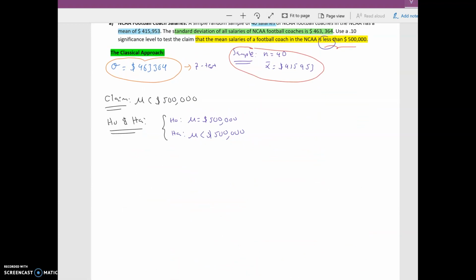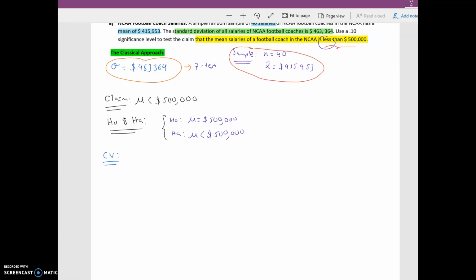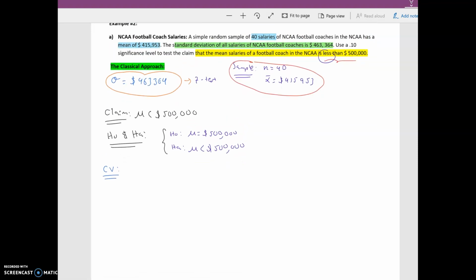So let's take a look now at the critical values. Remember that when you're looking at the critical values, you're looking at the population. I'm looking for the value of alpha. In this case, your value of alpha is equal to 0.10. That means that C is equal to 0.90.